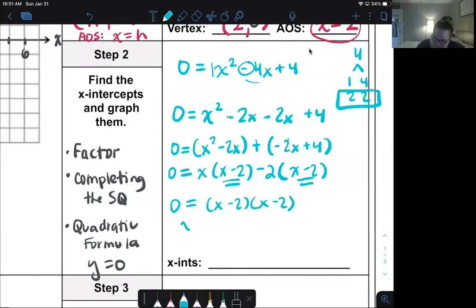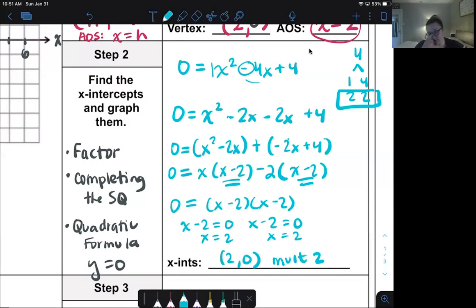I set my factors equal to 0 and I solve for x. I get x equals 2 and x equals 2. Well, check it out. X equals 2 twice. So that means that we have multiplicity. Remember the word multiplicity? We have multiplicity of zeros here. So our x-intercepts are 2, 0 with multiplicity of 2.